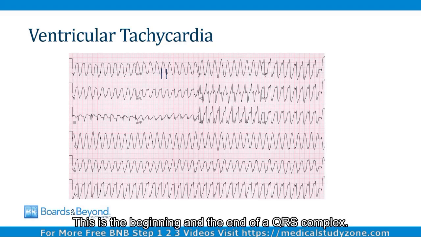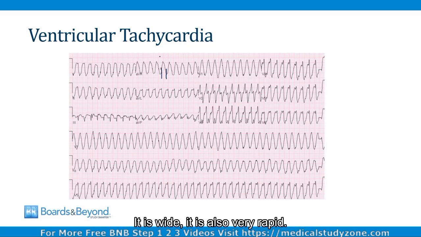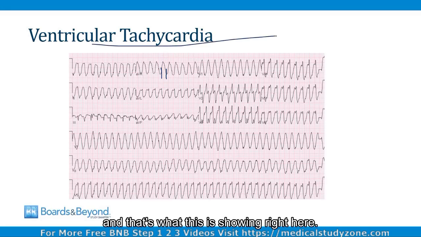This is the beginning and the end of a QRS complex. It is wide. It is also very rapid. This heart rate is about 300 beats per minute. And so a wide complex tachycardia can be a ventricular tachycardia, and that's what this is showing right here.